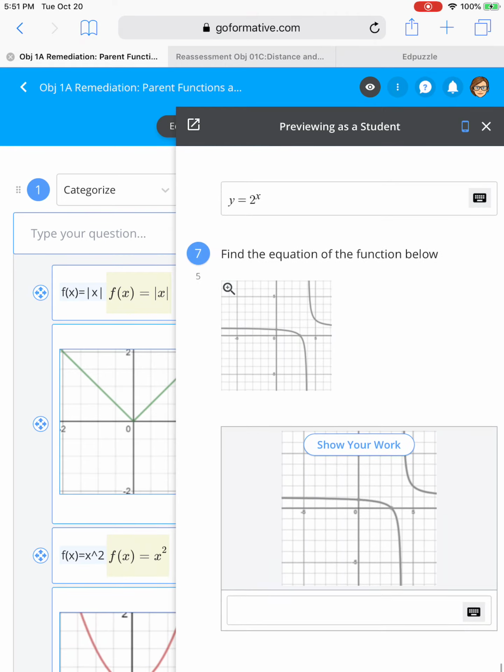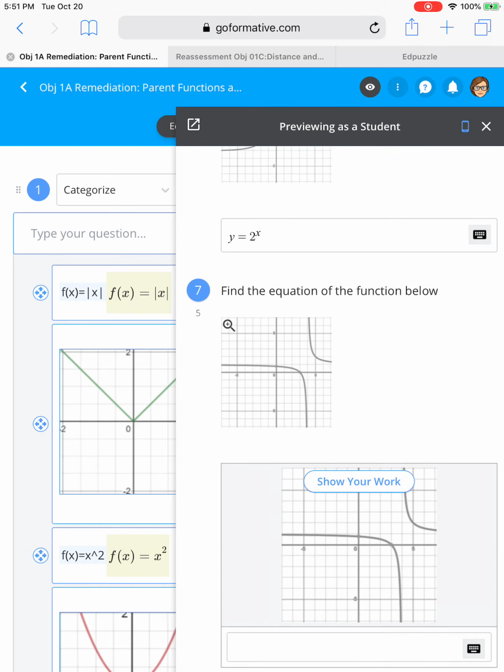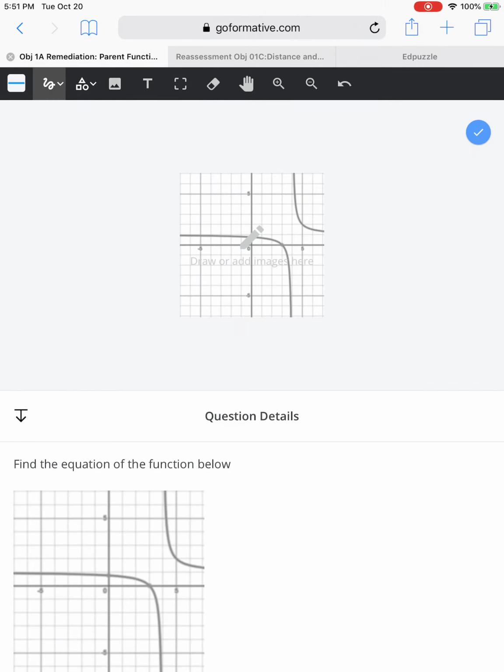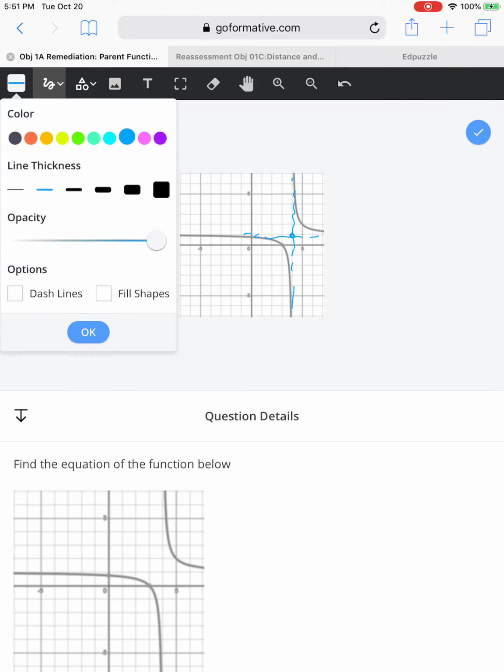Number 7 says find the equation of the function below. Okay, so this is the last one. What I realize is I know that my parent function is y equals 1 over x. I know that my graph usually, so kind of where the asymptotes are, this usually starts at 0, 0. My asymptote is usually at 0, but my graph has moved over.